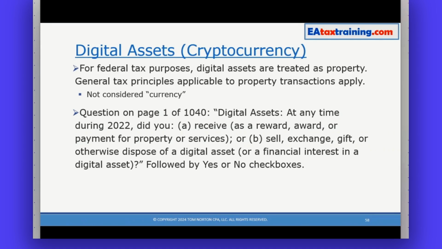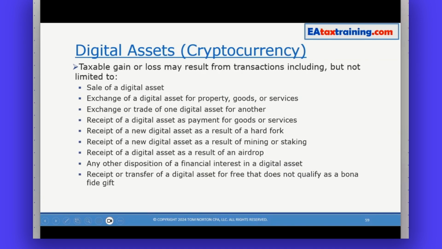So the general tax principles applicable to property transactions apply. In other words, it's not considered currency, it's just considered property. And remember, on page 1 of the 1040, you must check that box about whether or not you received or traded in any digital assets.